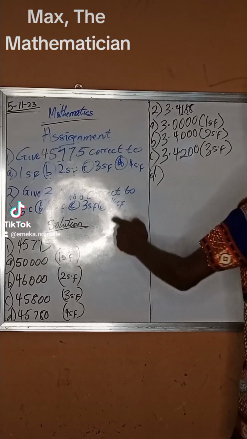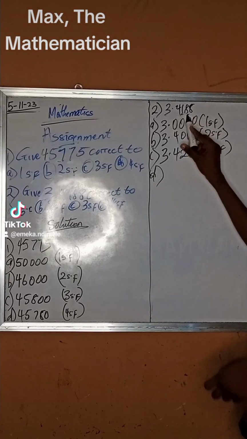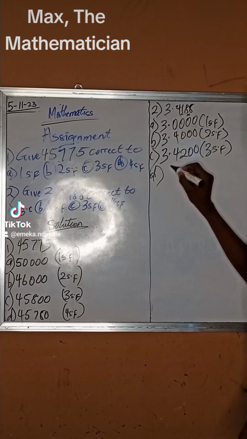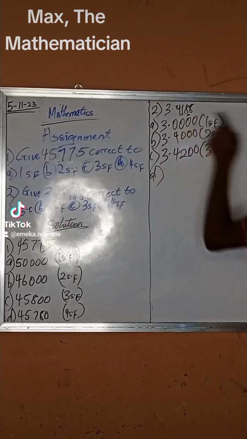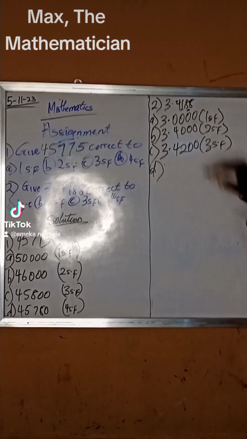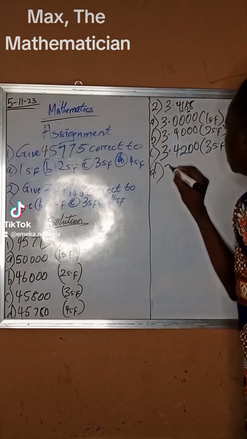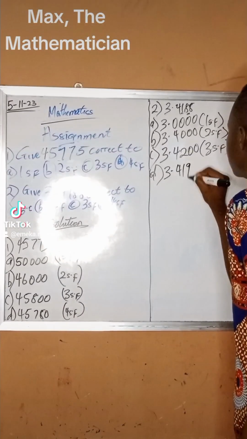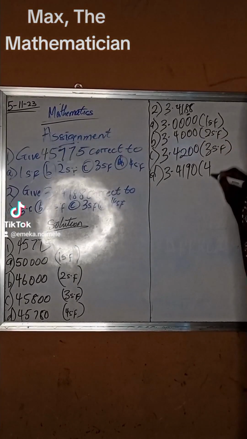D, which is the last one, 4 significant figures. The fourth significant figure here is 8. And the decider is 8. So 8 is part of the range of 5 to 9. So add 1 to that 8. That will be 9. That will be 3.4190. That is the fourth significant figure.